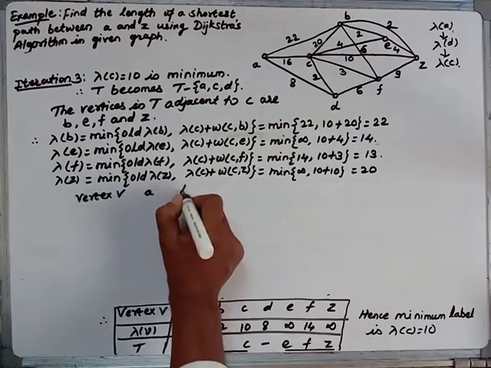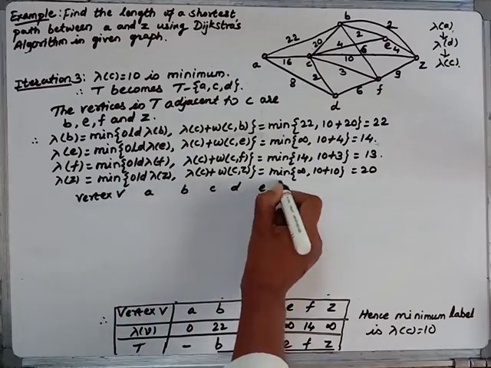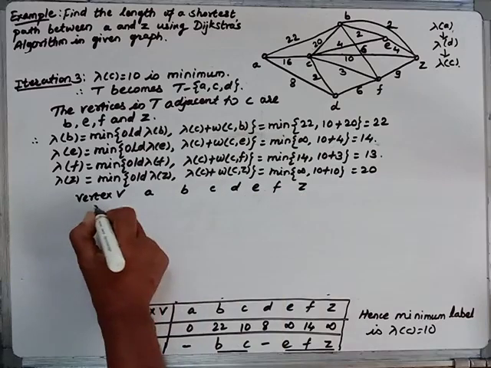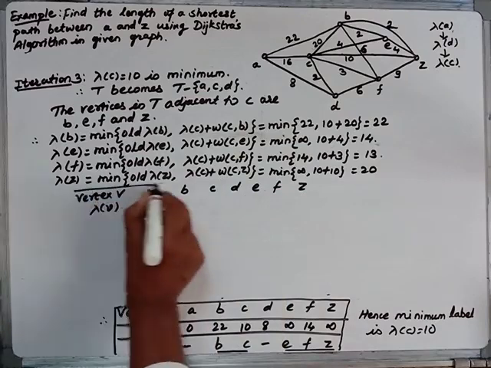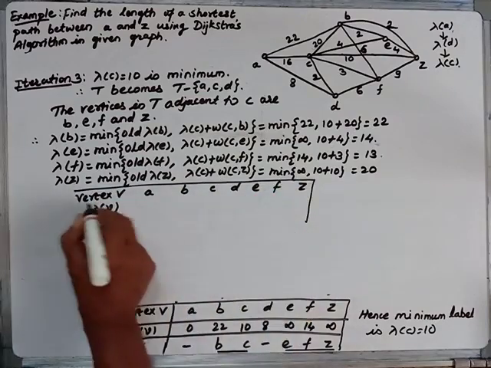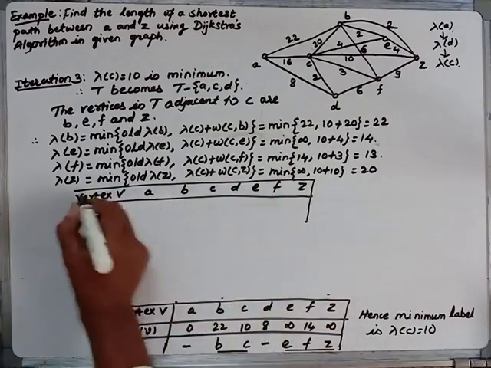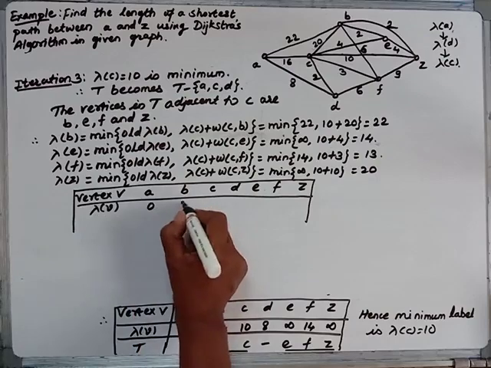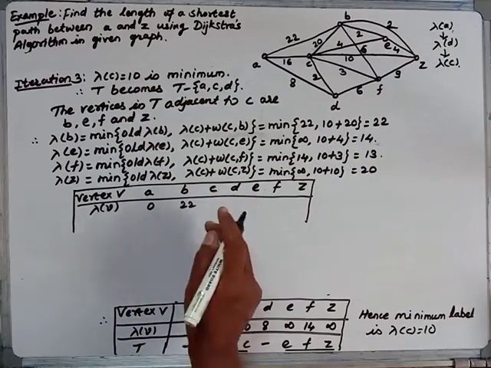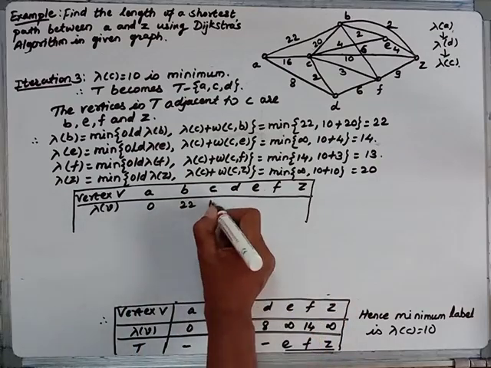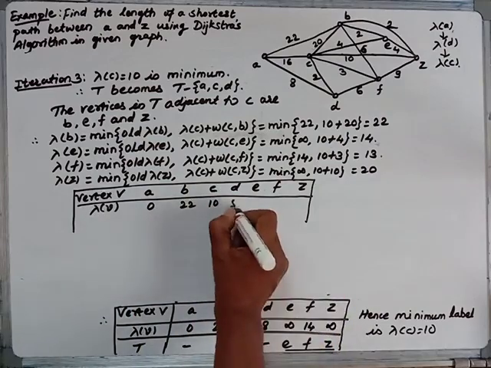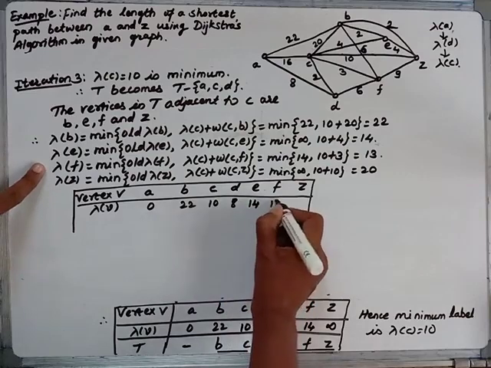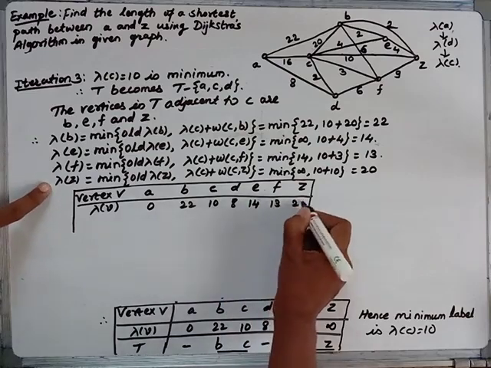So our new labeling is for the vertices V, A, B, C, D, E, F, Z. Lambda of V is 0. For B it is 22. For C it is 10 as it is. For D it is 8 as it is. For E it changes, it will become 14 now. For F it will be 13. For Z it will be 20.